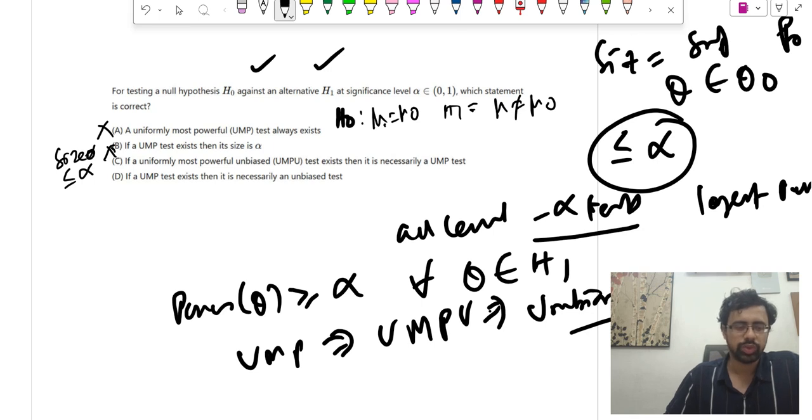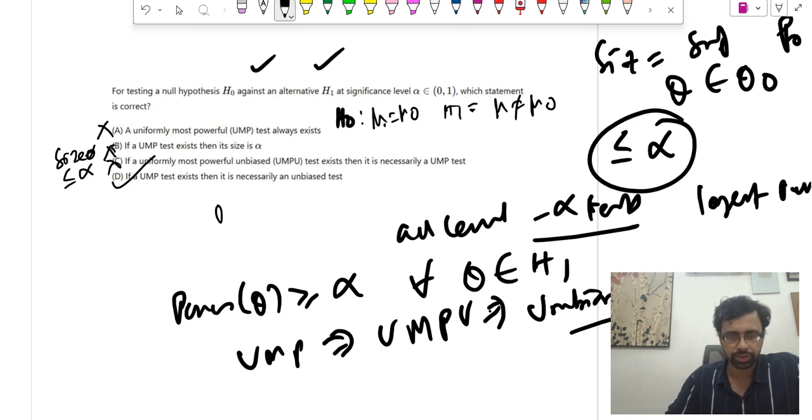If a UMPU test exists, then it is necessarily UMP. So UMPU is the most powerful unbiased test only. So UMP implies UMPU, but not conversely. So this one is also not correct. The last one is what remains, and that is the correct one.